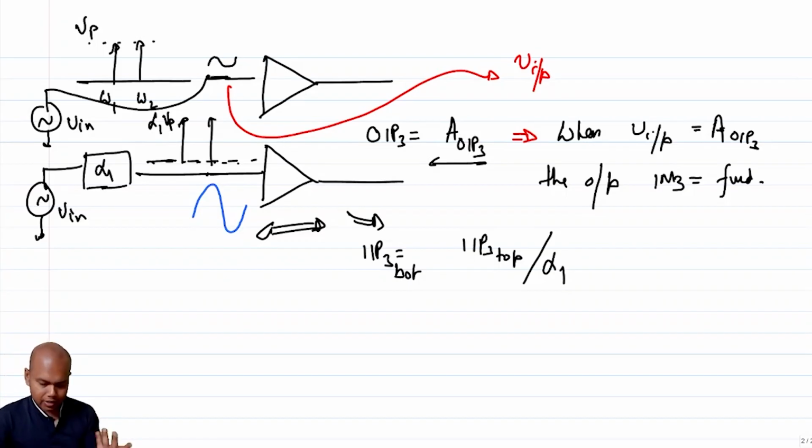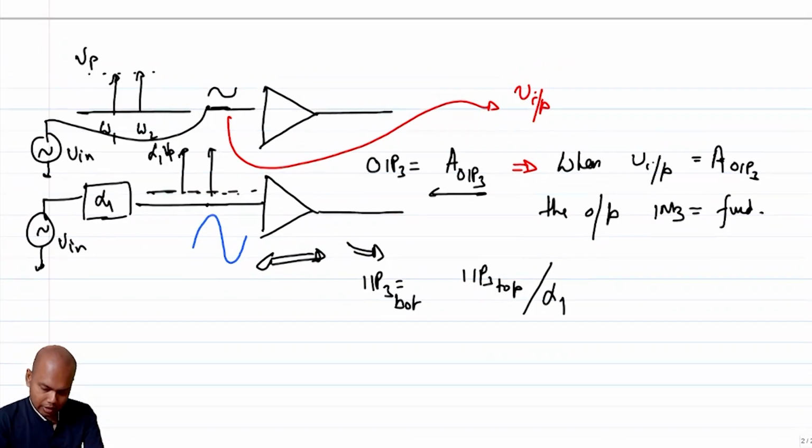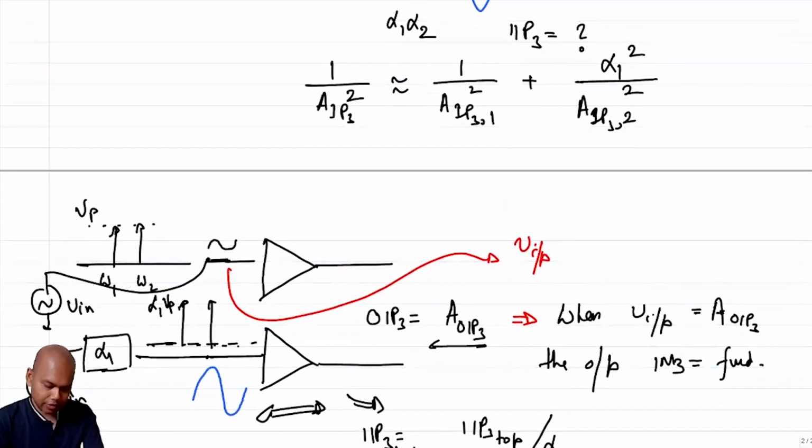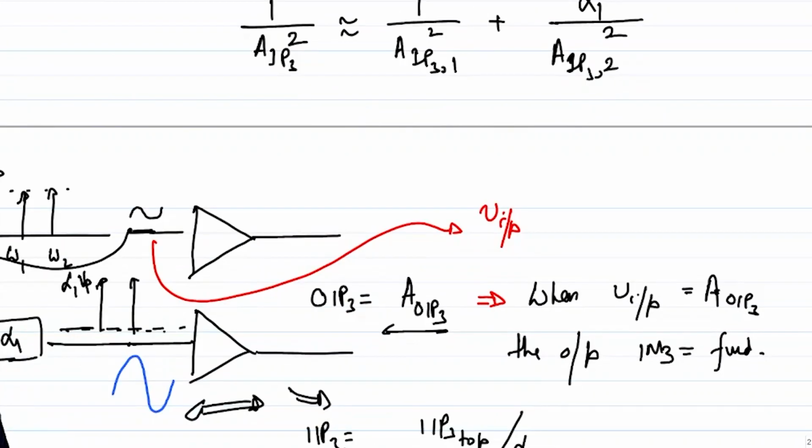So it should make sense intuitively, and it also makes sense if I stare at this equation, because if the first block is perfectly linear, that is, does not have any distortion, which means AIP3 is infinite, then your AIP3 of the entire system becomes AIP3 of the second block divided by alpha 1, right?